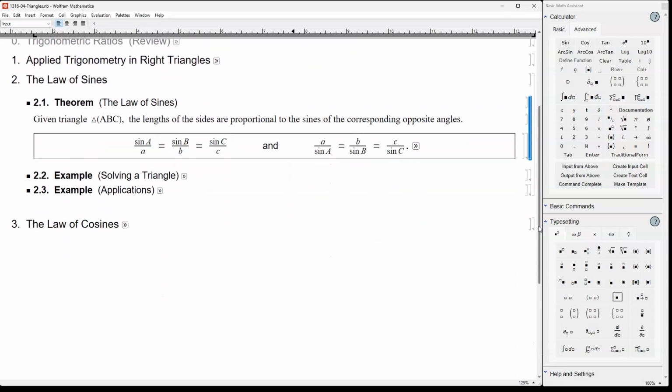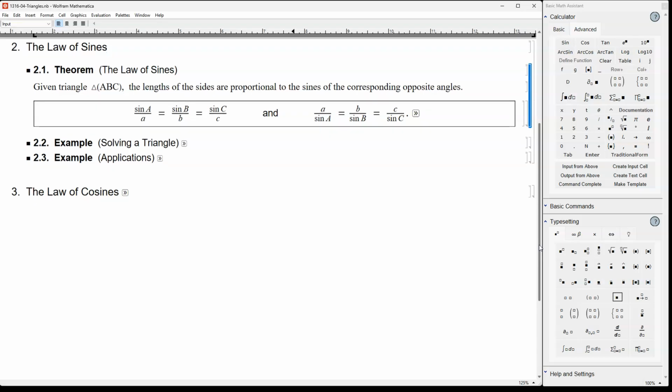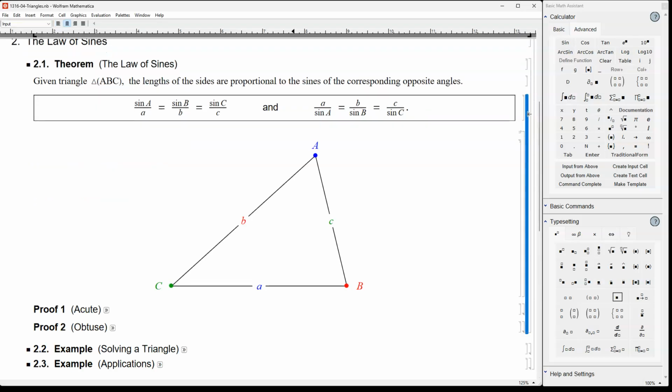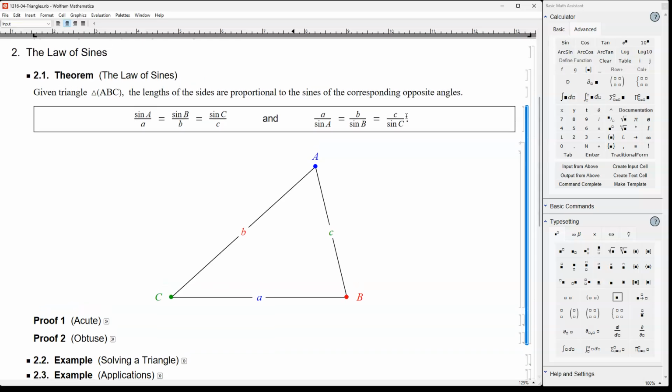Sine of capital A over small a, sine of capital B over small b, sine of capital C over small c, they're all equal. Or equivalently, take the reciprocals of all those and write it like this, as in the second expression. Here, capital A, capital B, capital C are the angles, and small a, small b, small c are the opposite sides, as you can see in this picture.